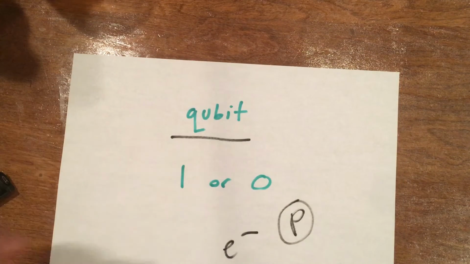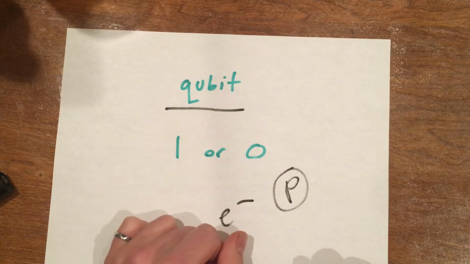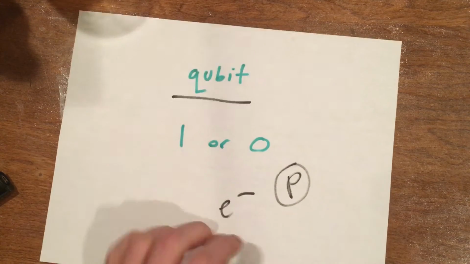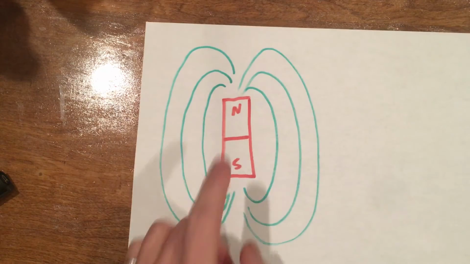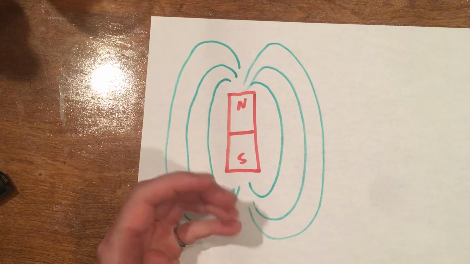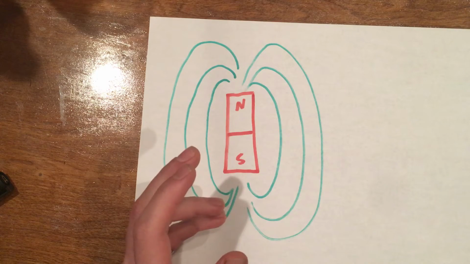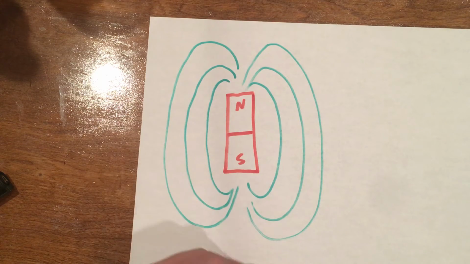Now you must be wondering, how do you do math on these things, solve problems, or even compute anything on an electron? Well, think about it this way. All electrons have a magnetic field, kind of like this bar magnet here. The field of this electron is referred to as the spin of a qubit, which is this field here.